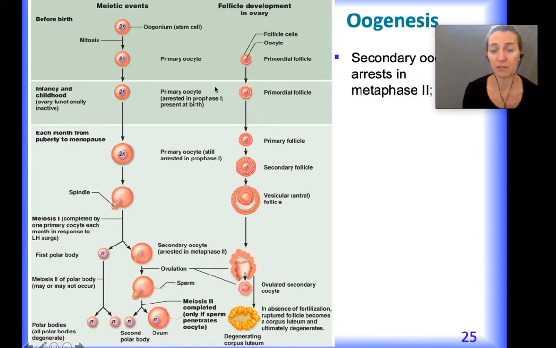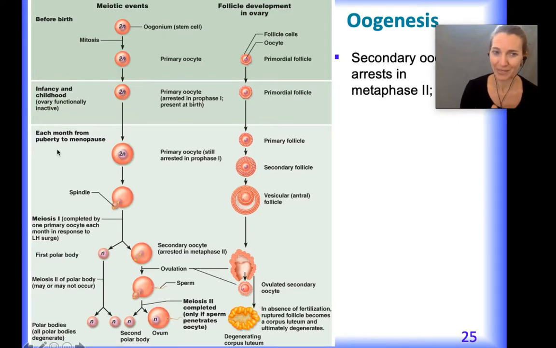This is infancy to childhood. Again, we've got the primordial follicles. They're sitting at 2N. Okay, so 46 chromosomes. And you can essentially think of the ovaries as being dormant, as being completely inactive during this phase.